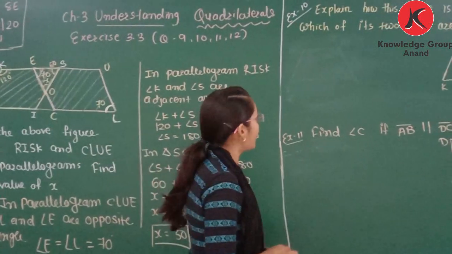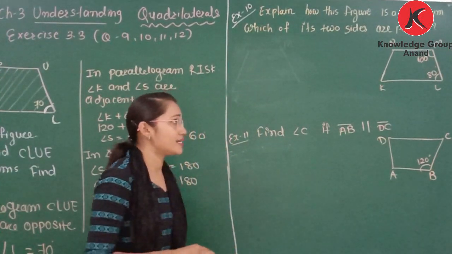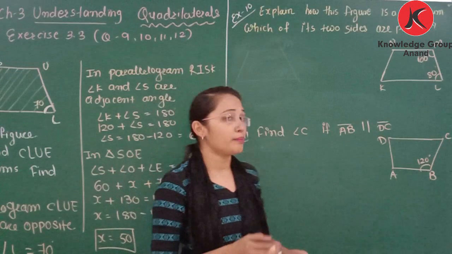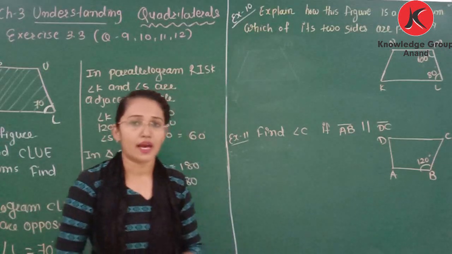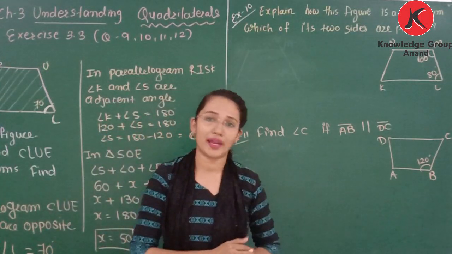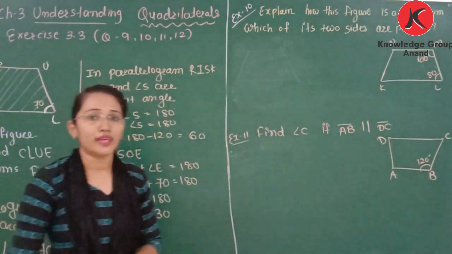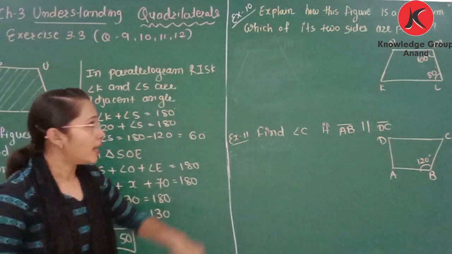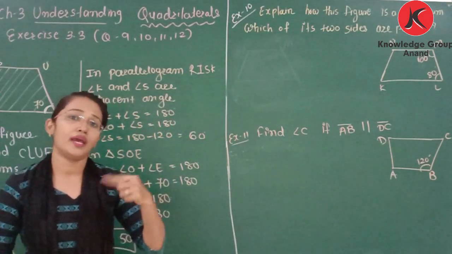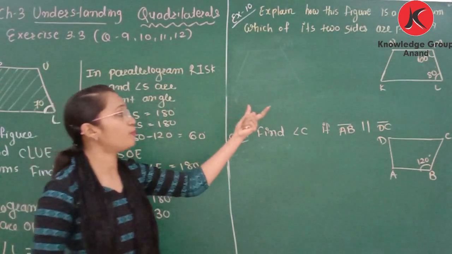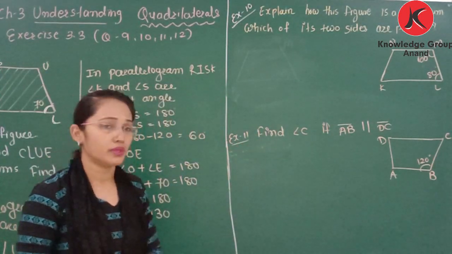Now next. Example 10. Explain how this figure is a trapezium, which of its two sides are parallel. First of all, you need to remember the property of a trapezium. A trapezium means one pair of opposite sides is parallel, that is called a trapezium. So we need to prove that one pair of sides is parallel. We have to find whether this figure is a trapezium or not. The property of a trapezium is that one pair of sides is parallel. So if we prove in the figure that one pair of sides is parallel, then it is a trapezium.